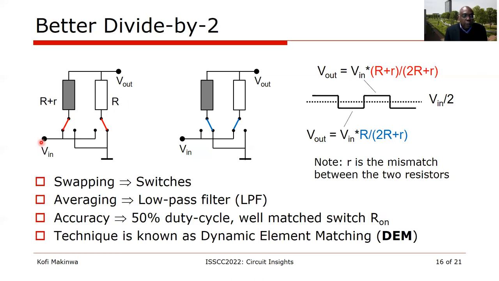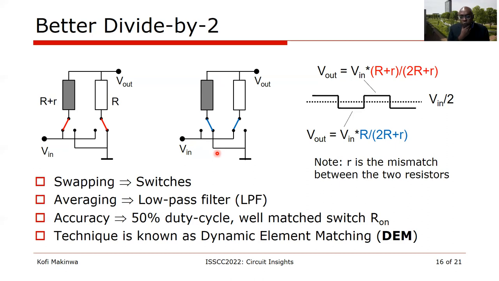So in this phase, you see that the input voltage is connected to the gray resistor, and then it goes to the white resistor, and then it goes to ground, and I take my output voltage here. And then in phase two, I push the switches into this configuration, and now the position of the resistors is actually swapped, because now the input voltage is connected to the white resistor, and now the gray resistor is connected to ground. Okay, so that's not too complex, I just need a bunch of switches.